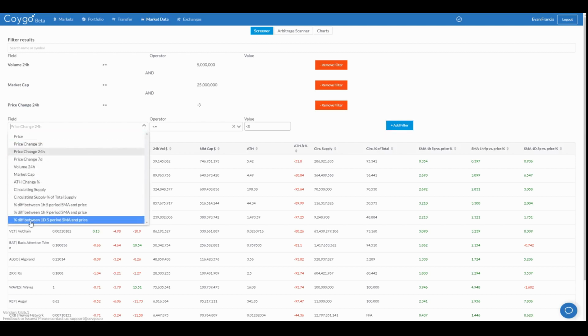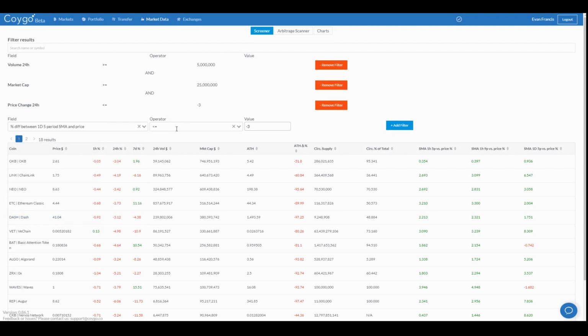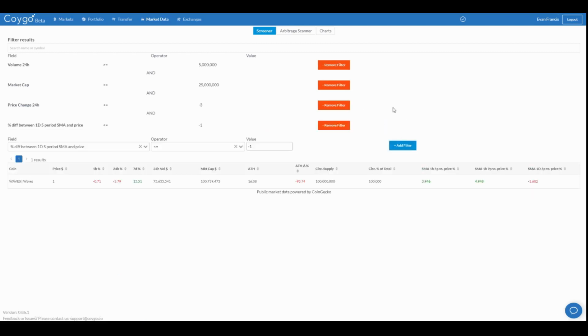Or let's say we want to find a coin that is below its 1-day 5-period SMA by at least 1%. That can tell you that it's currently in a downtrend, and there's only one result there. So that might be a coin that is particularly volatile and below its current trend for the last 5 days.